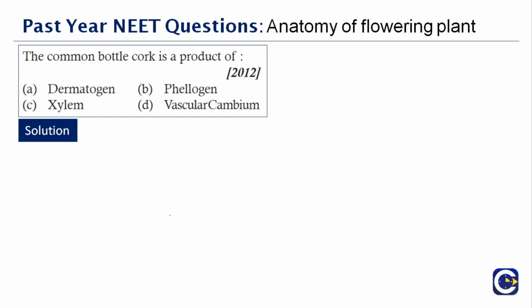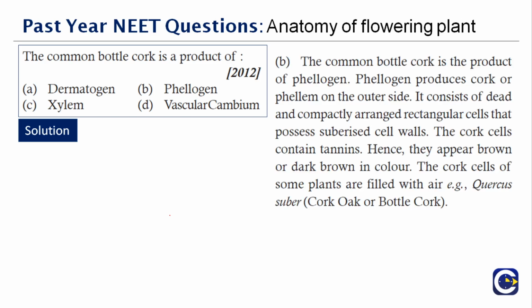Phellogen produces cork on the outer side. It consists of dead and compactly arranged rectangular cells that possess, what do they possess? They possess suberized cell walls. So here you have the answer. Okay, what do the cork cells contain? They contain tannins, hence they appear brown, or dark brown in color.